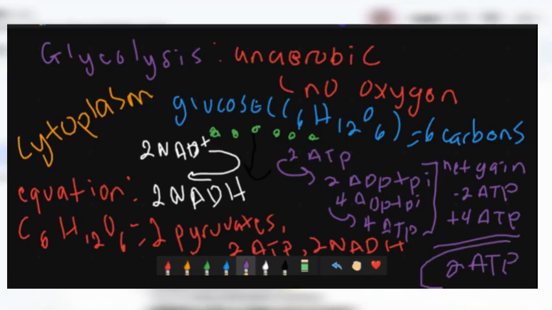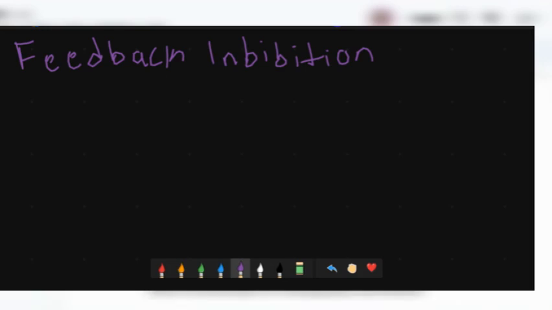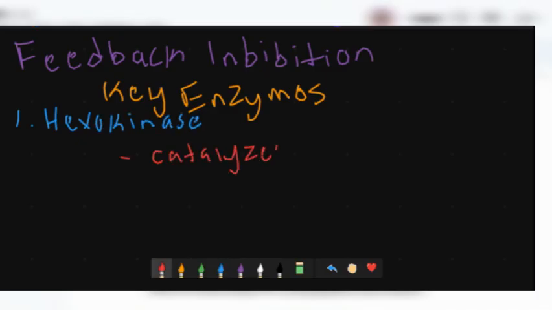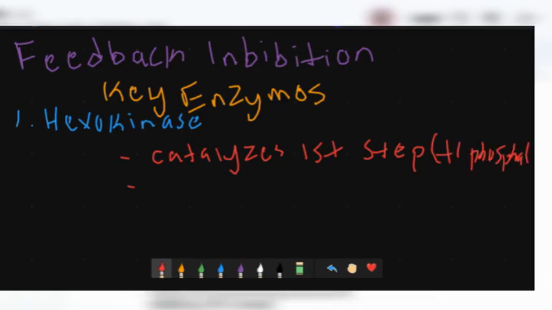Some of you may have been wondering how glycolysis can be affected by feedback inhibition. And here's how. Feedback inhibition is the process where the end product of a pathway, like ATP, inhibits an enzyme earlier in the same pathway, which prevents the cell from wasting energy by making more ATP than it needs. In glycolysis, regulation mainly happens through three key enzymes, and here they are.